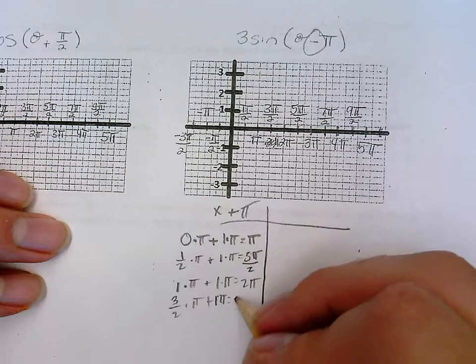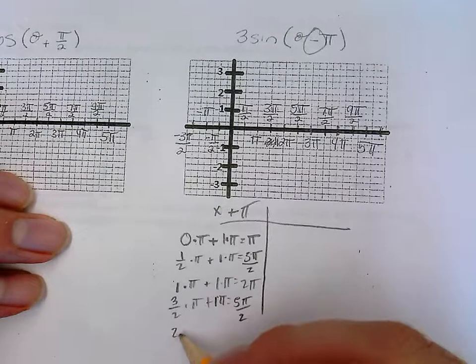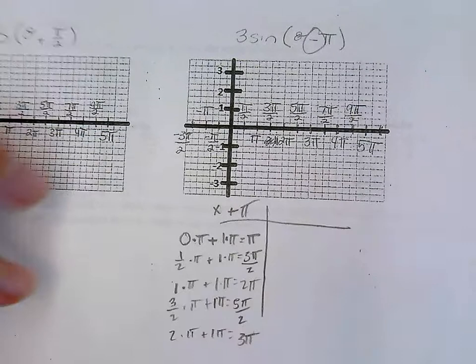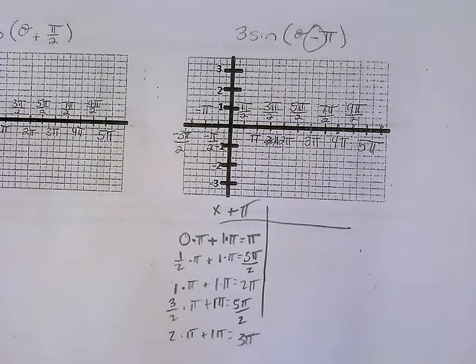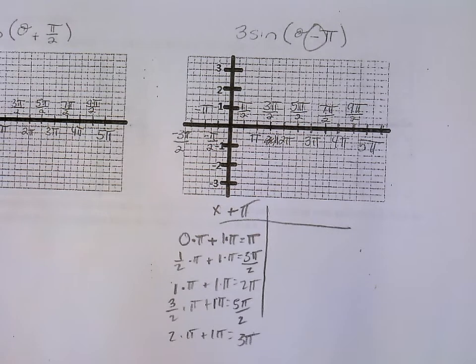And that will give you 5 pi over 2. And then 2 times pi plus 1 pi equals 3 pi. Alright? And so what we're going to do now is we're going to try to graph these. But first we need to figure out our y's.